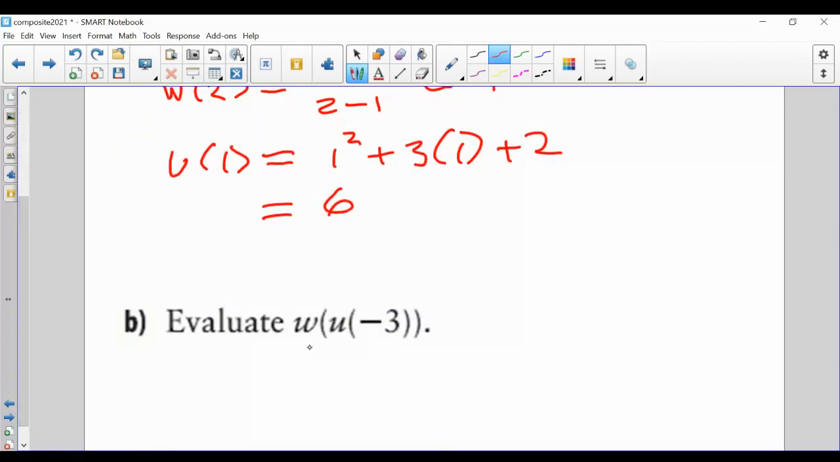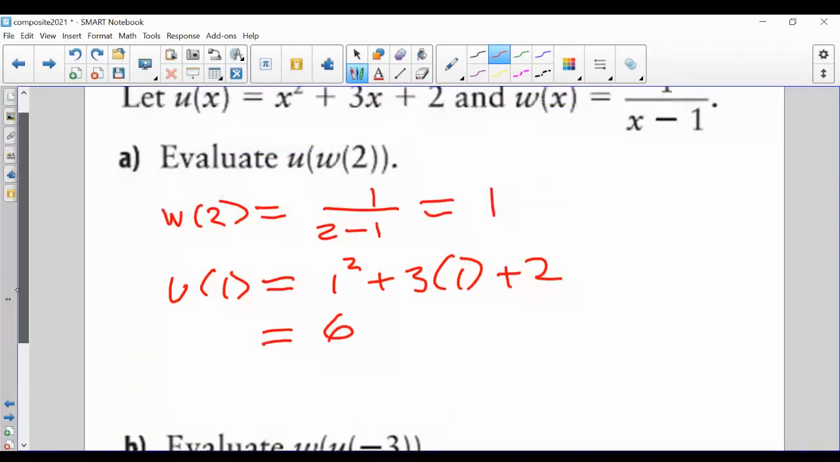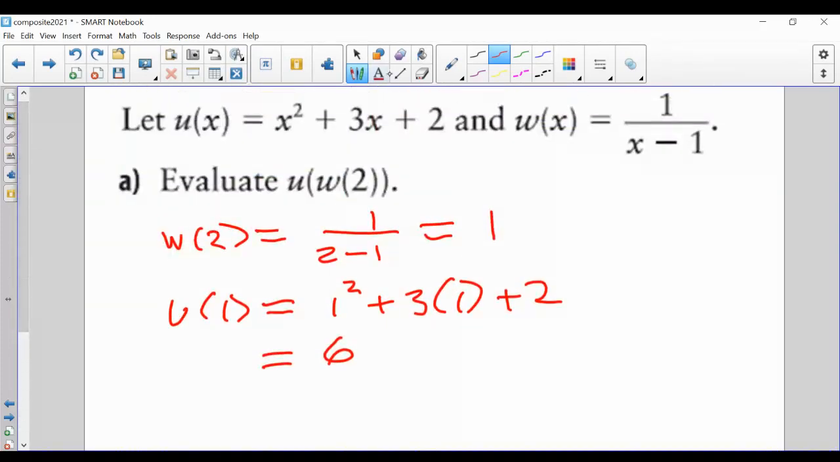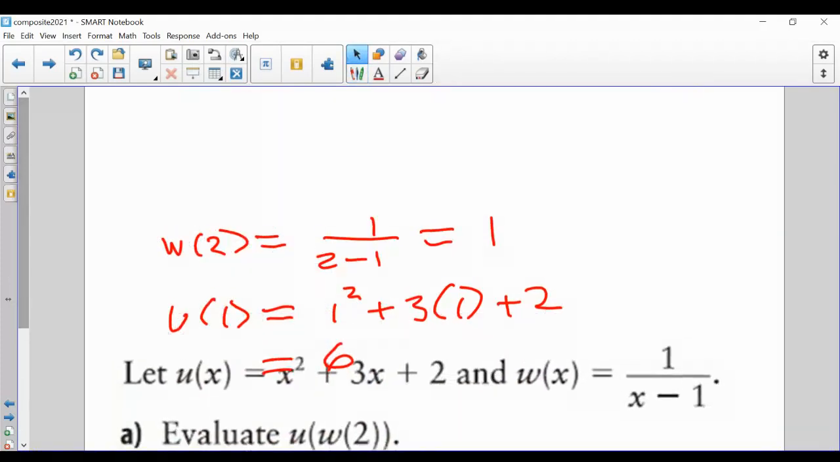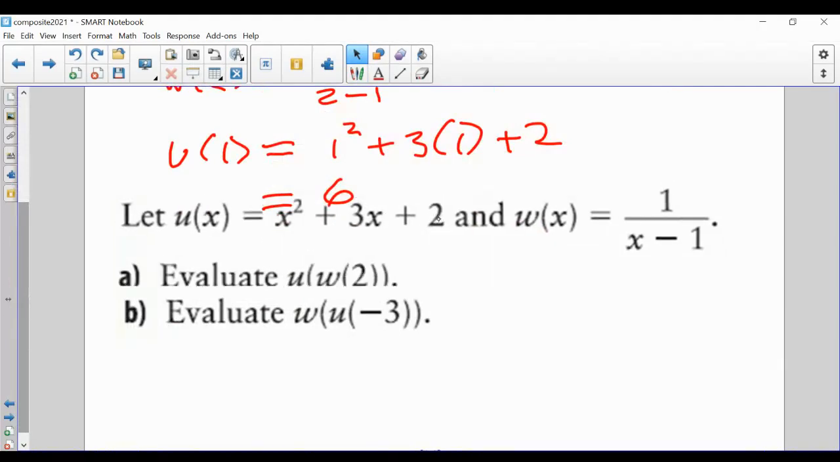How about the w of the u of minus 3? Let me make sure you can see the equation again. Let me bring that equation down for you, so you can see exactly what the equation is.